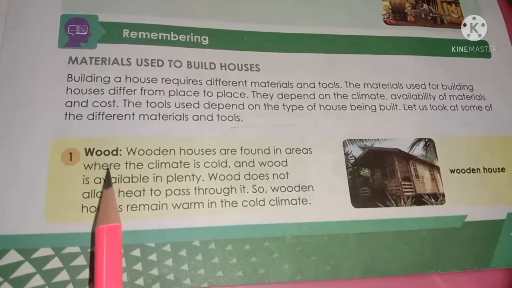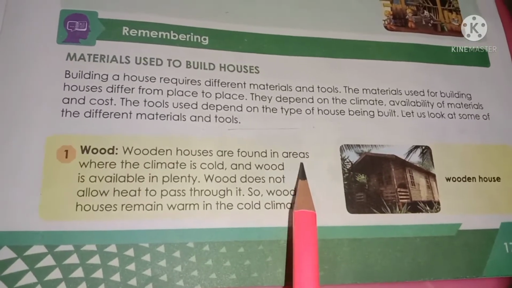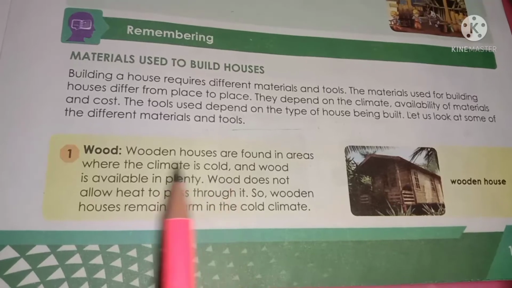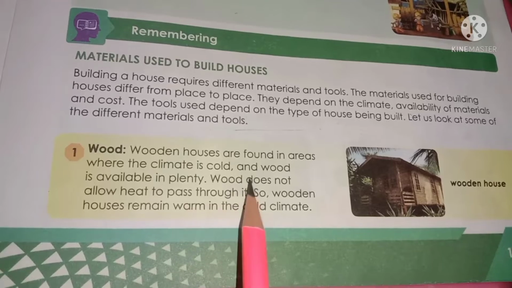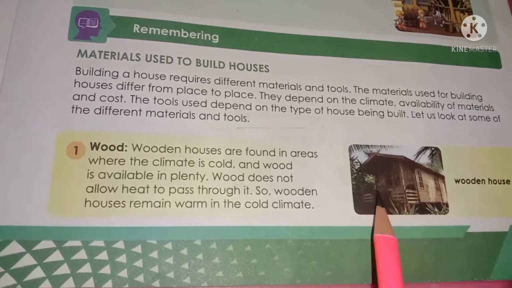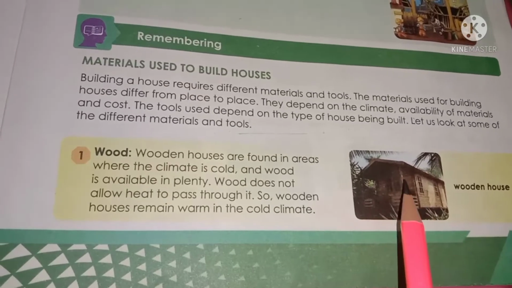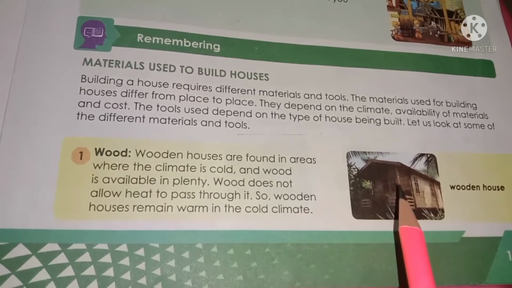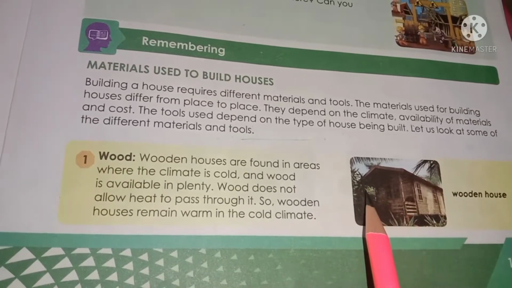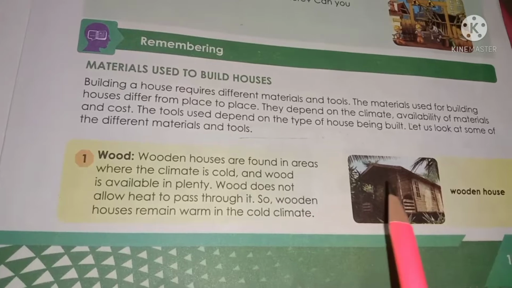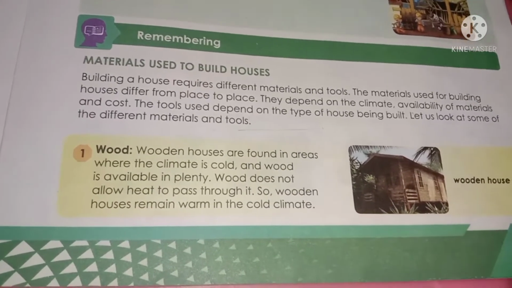See, the first one is wood. Wooden houses are found in areas with a cold climate, where wood is available in plenty. That is in hill stations, you can see these wooden houses, like in Yercaud and Ooty. Since the climate is very cold outside, the wood remains warm inside and prevents the cold from entering the house.